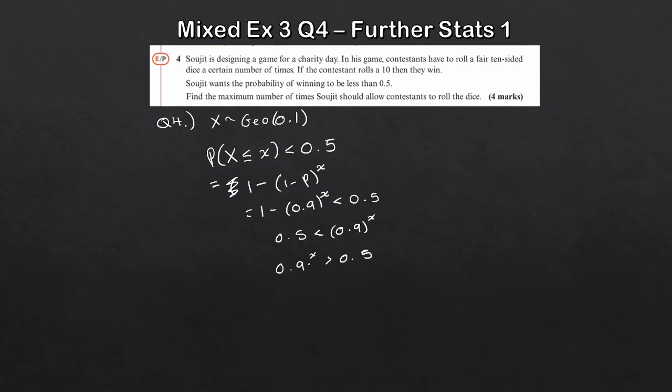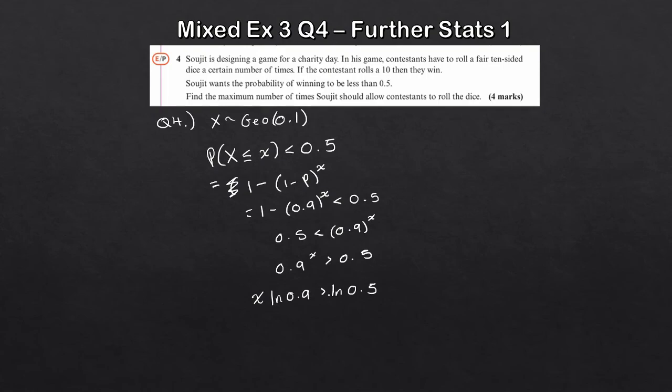Okay. So now we've got to work out this power of x here. Hopefully this is pretty clear what we're going to have to do. Because we've got this in terms of a power that we don't know, we're going to have to use logarithms. So I'm going to take logs of both sides, and I'm going to bring the x down in front. So this will be x ln 0.9 is greater than ln 0.5.